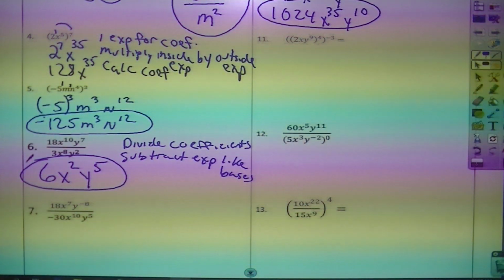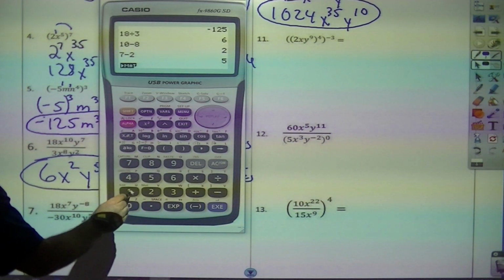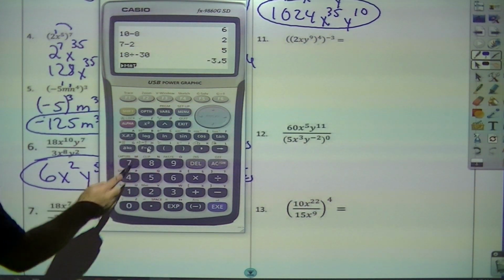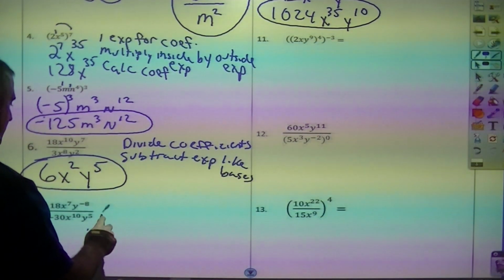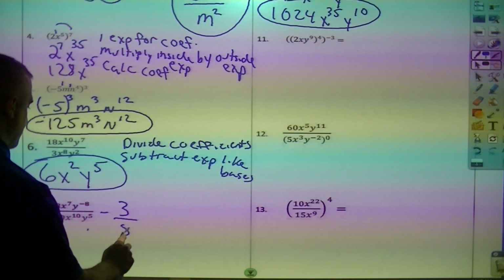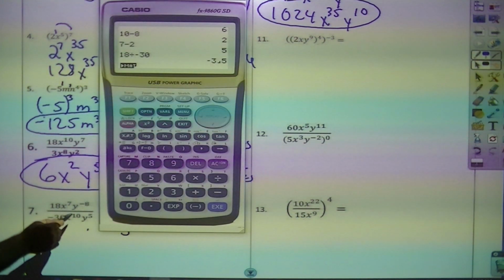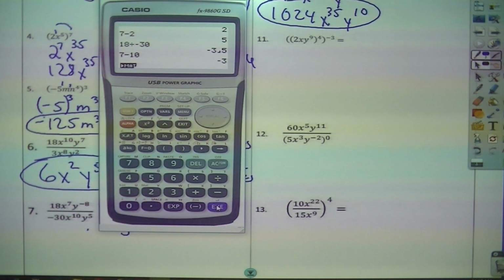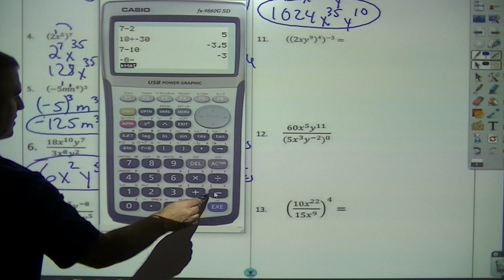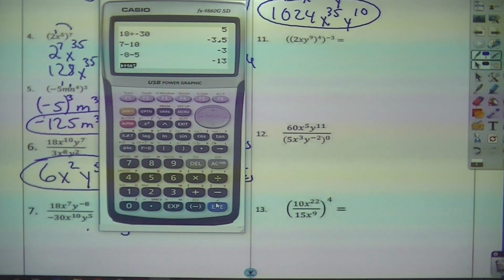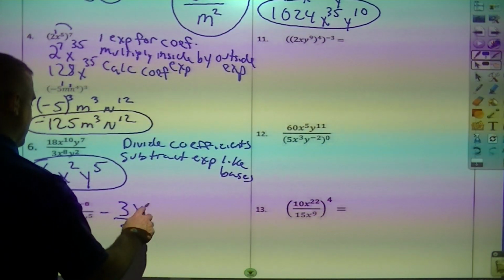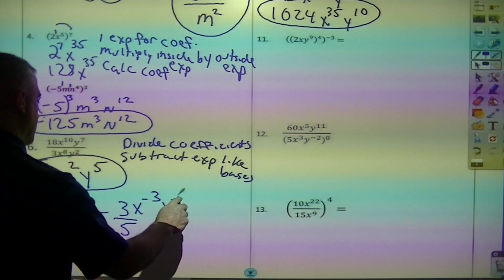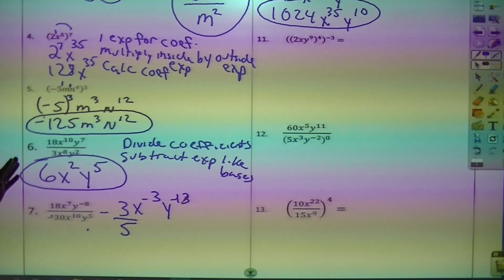For this one I'm going to do division, 18 divided by negative 30. I want to get a fraction here, so this is negative 3/5. I am going to subtract the exponents for x, that's 7 minus 10, and then negative 8 minus 5. So I get x is negative 3, y is negative 13. Now, it looks like I am finished.